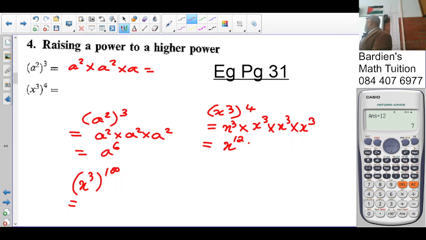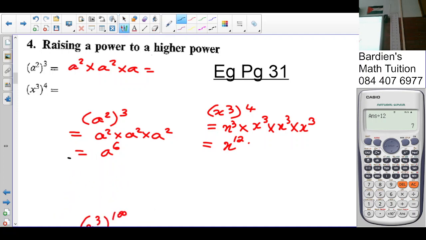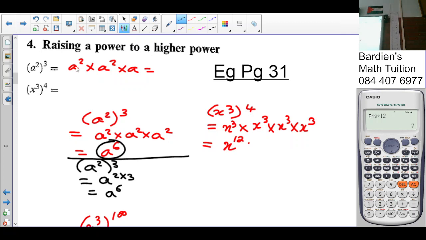No. But what you should note at this point is that if you got a squared raised to the exponent 3, if you have a base with a power, which is x squared, raised to a higher exponent or higher power, you multiply the power. So this could have been 2 multiplied by 3. What's 2 multiplied by 3? 6. You see the same thing.